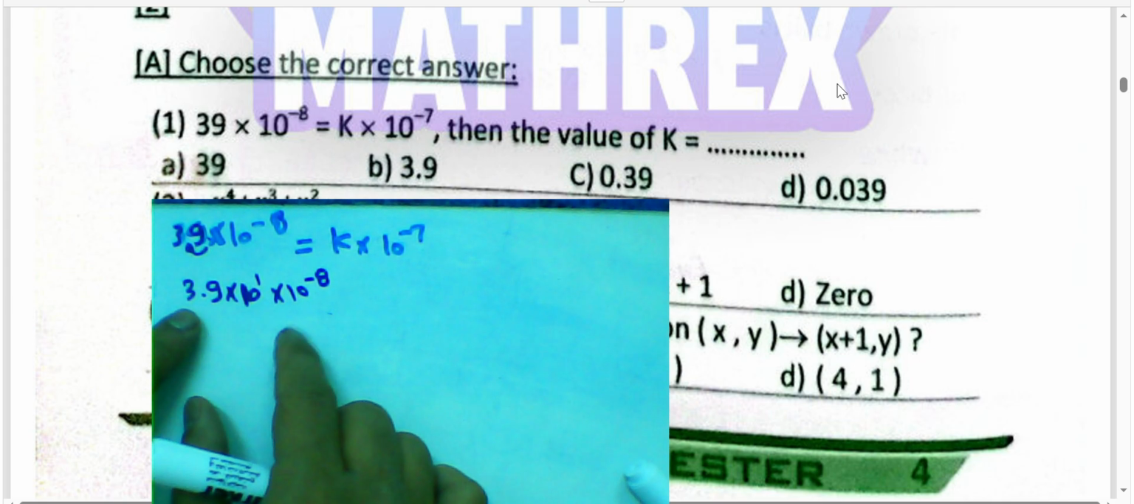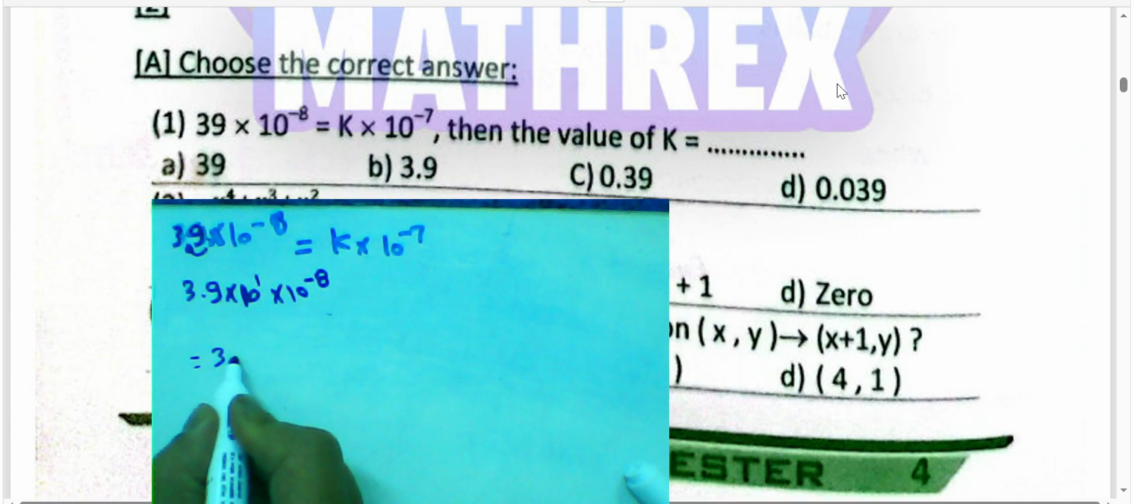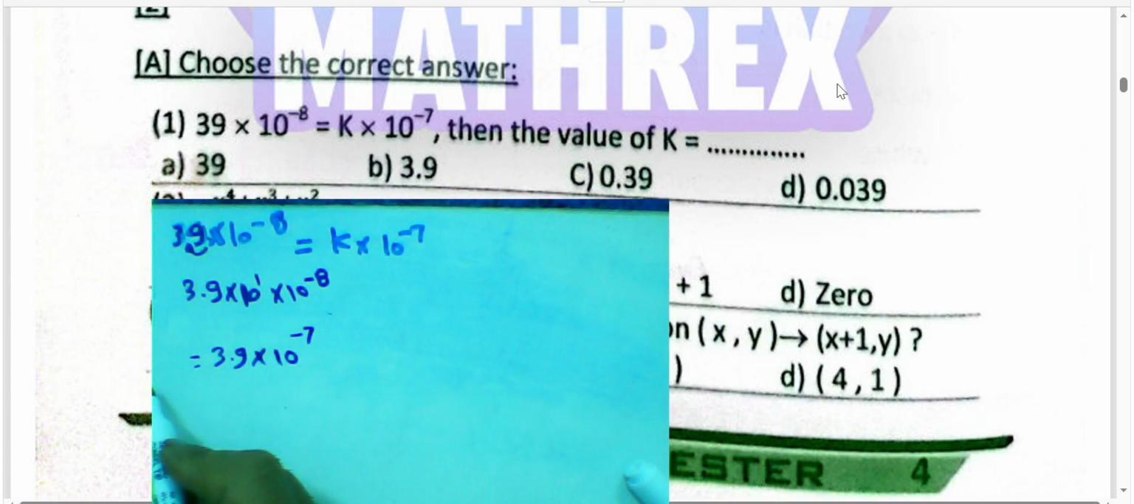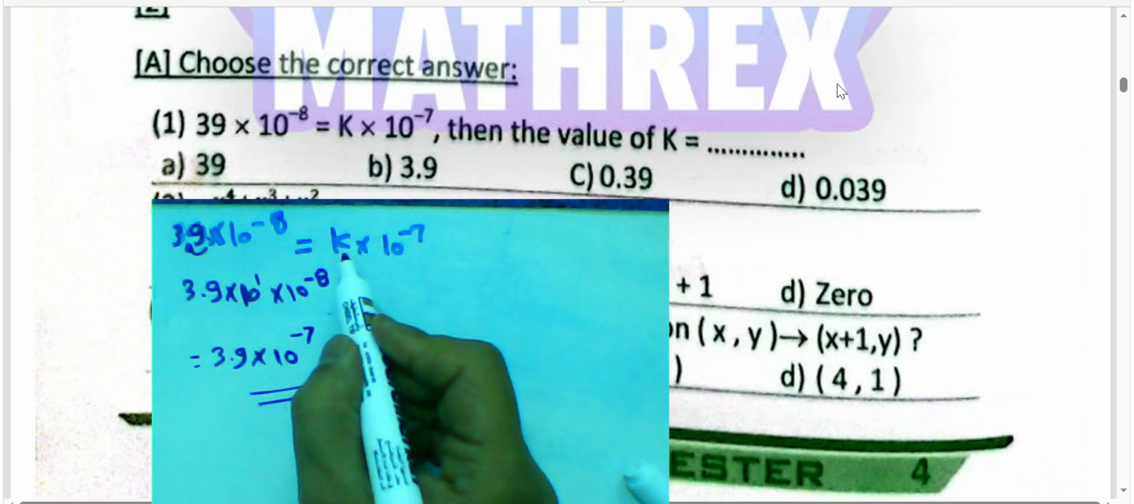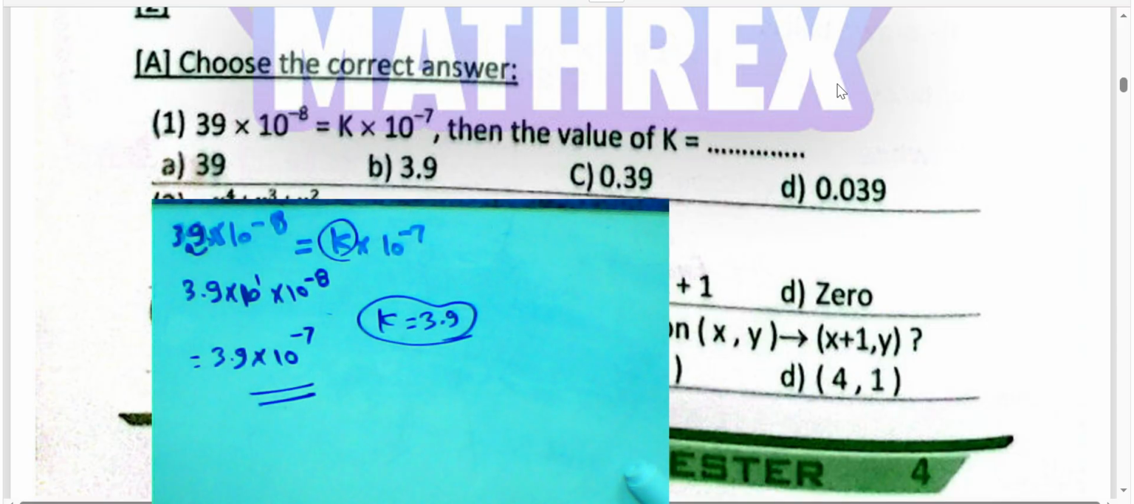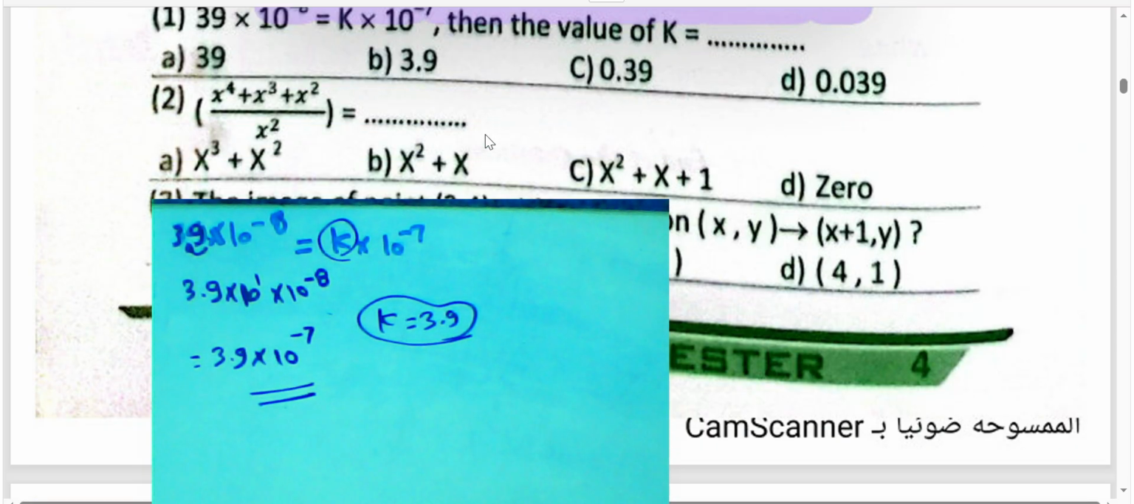3.9 times 10 power 1 times 10 power negative 8, we can write 3.9 product by 10 power 1 minus 8, which will be negative 7. The result is equivalent, so k equals 3.9. This is the value of k, 3.9. Next question.